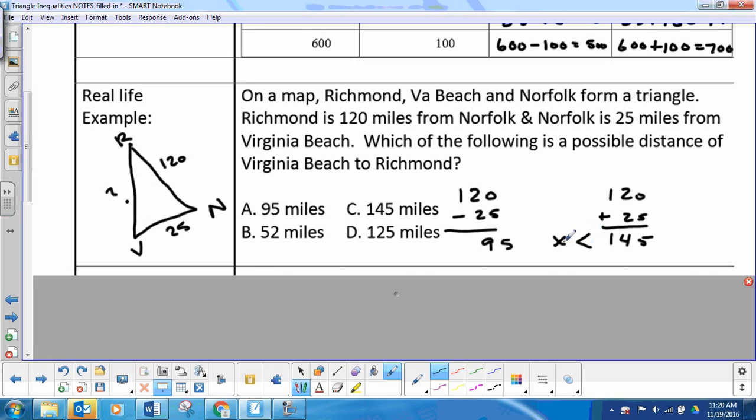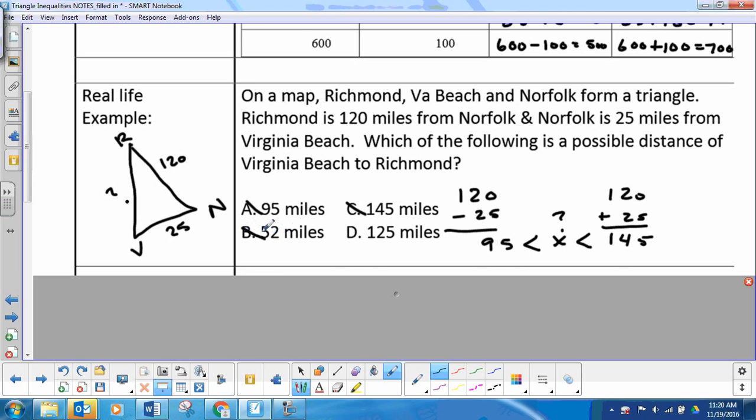And again, we can look at this as an inequality. X, or the question mark that I wrote on that triangle over here, is between 95 miles and 145 miles. Somewhere in between will be the distance between Virginia Beach and Richmond. And based on the options we have, we can see 95 won't work for us because that's actually the low end and that's not part of our range. 145 is also not an option because that's the high end of the range. It's not part of the range.